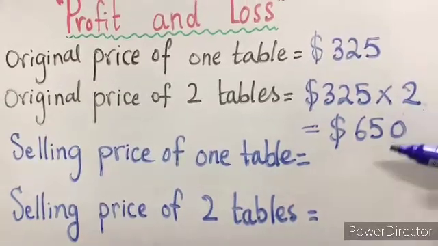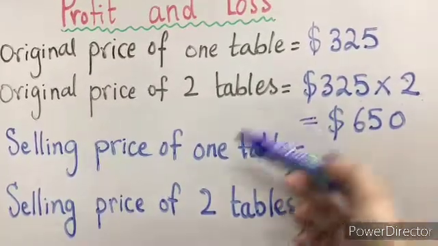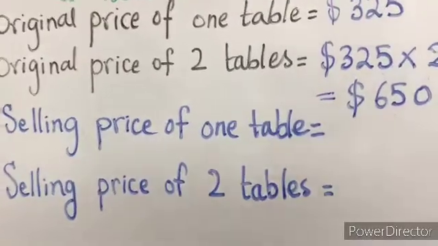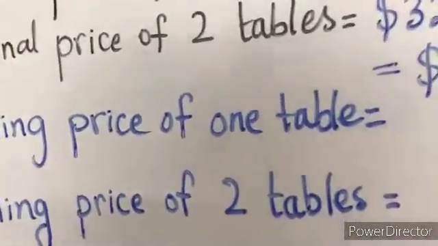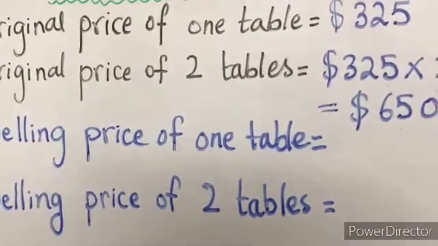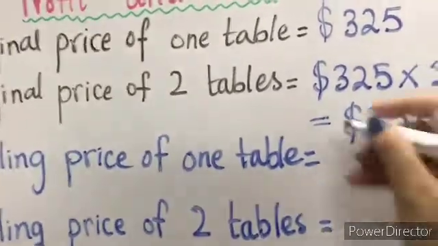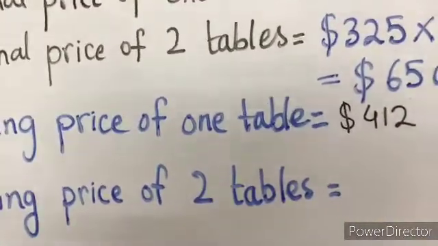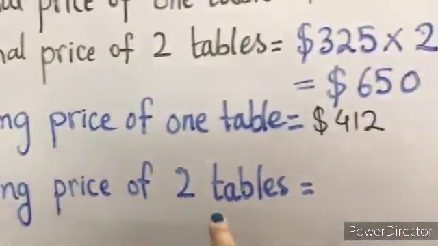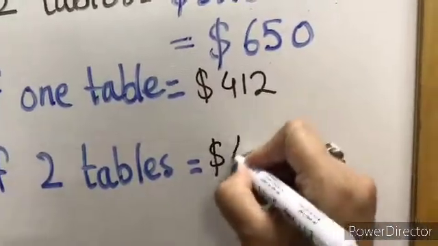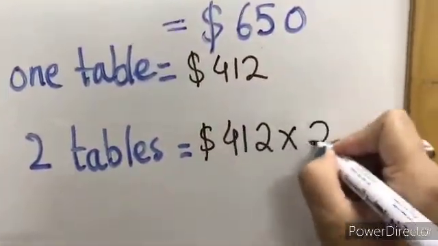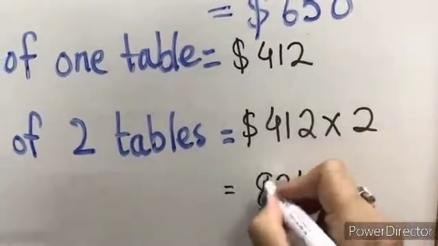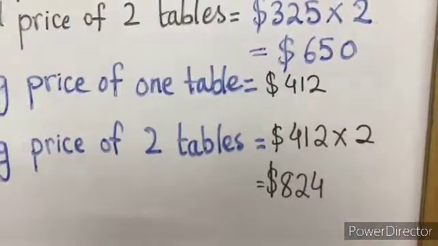Now what we have to calculate? Yes, we will calculate the selling price. We know the selling price of one table was $412. So now we will see the selling price of 2 tables. How? Simply the same rule. We will multiply it by 2. 2 2s are 4, 2 1s are 2, 2 4s are 8.